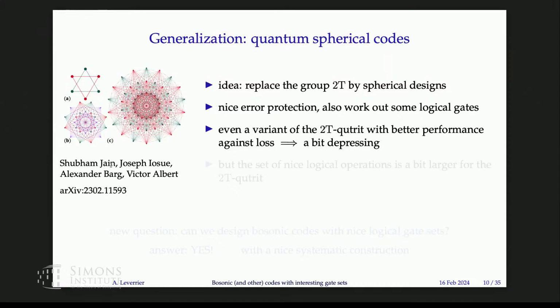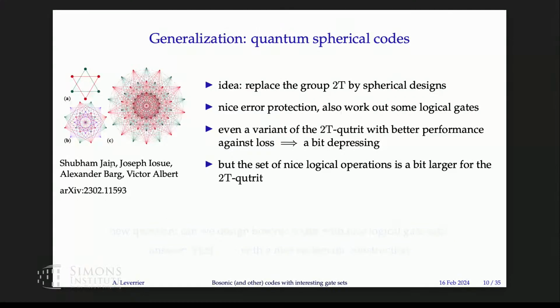In this paper, they have tons of codes that they find. There's even a variant of the 2T qubit, but with better performance against loss. This was a bit depressing, that they came up with this very big generalization and improved on the single code that we had.